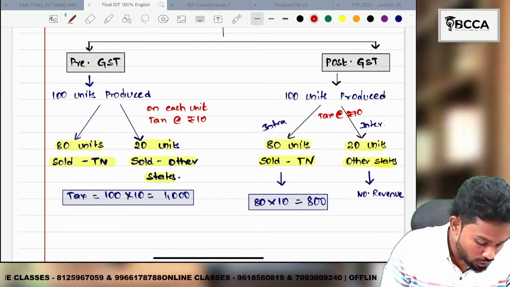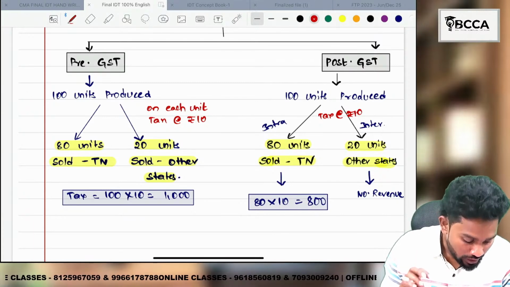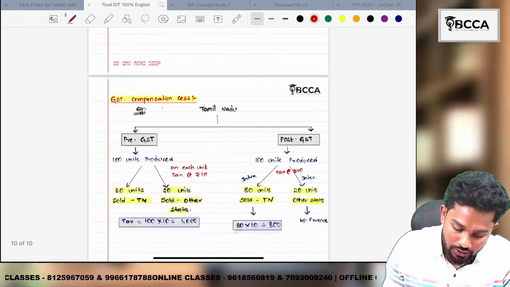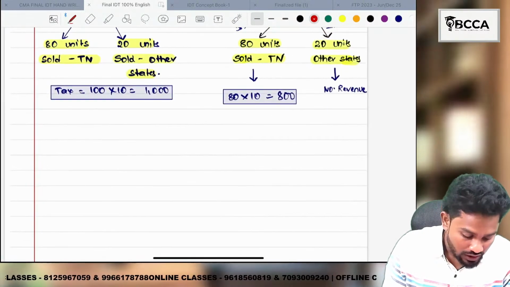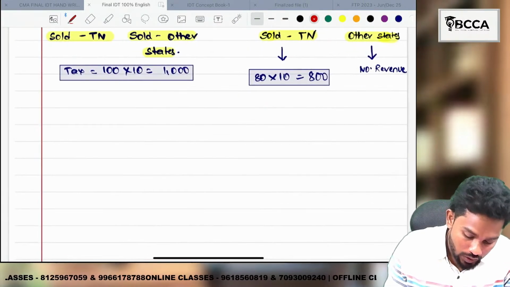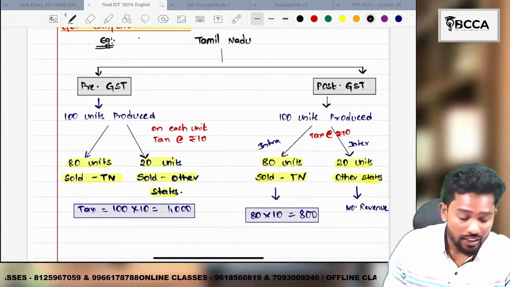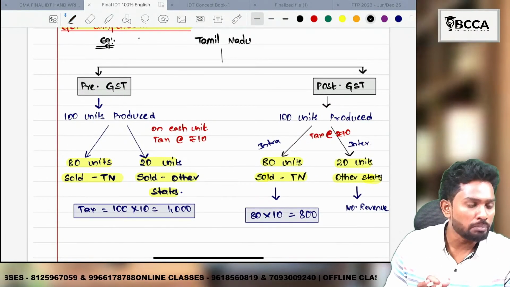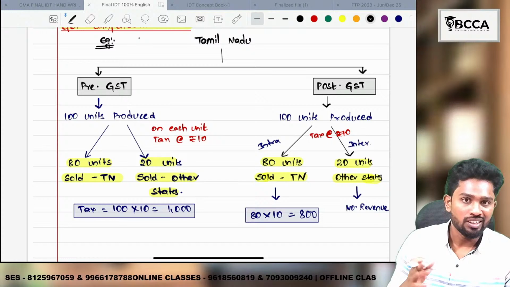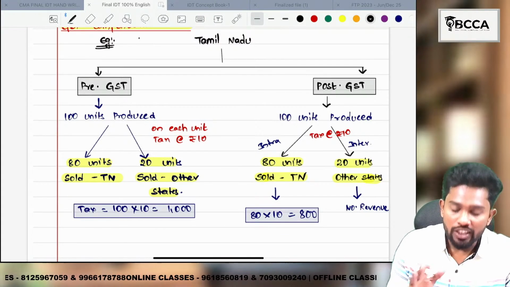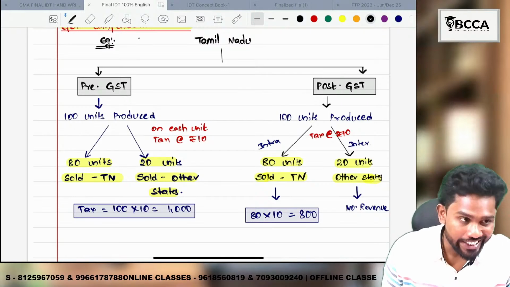So to control this, to reduce this, a solution has been introduced, which is nothing but compensation cess. So we'll write down the description regarding compensation cess now. Sir, in the exam, if you need to write about compensation cess, this is not needed. I have written this to explain why compensation cess is needed.